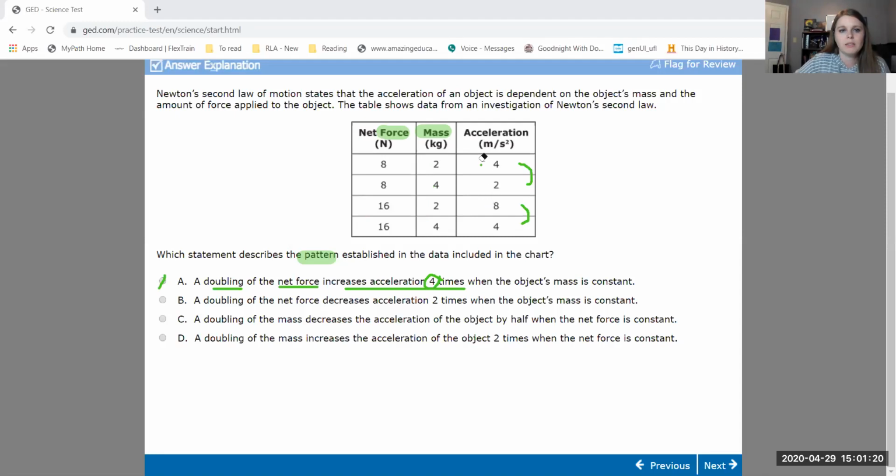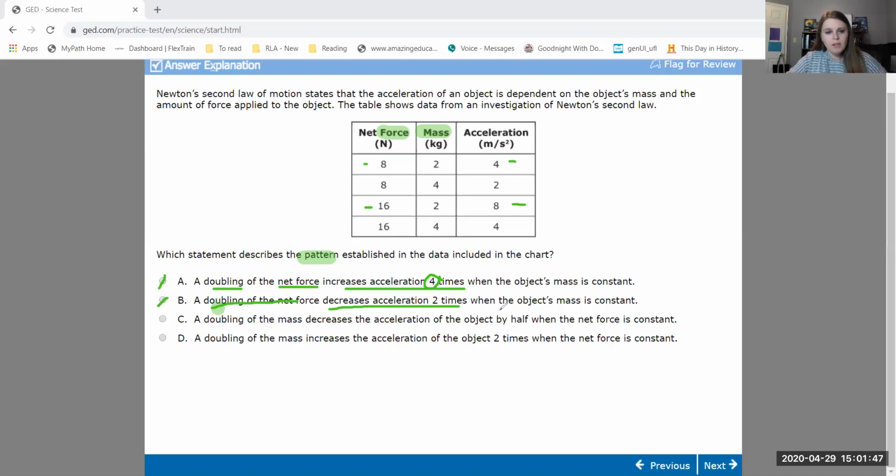Letter B, let me erase some of these marks here before we get confused. So letter B says a doubling of the net force decreases acceleration 2 times. Well, we just said that doubling of net force, 8 to 16, makes it go from 4 to 8. It's not decreasing, it's going up, 4 up to 8. So that can't be right, it's not decreasing.